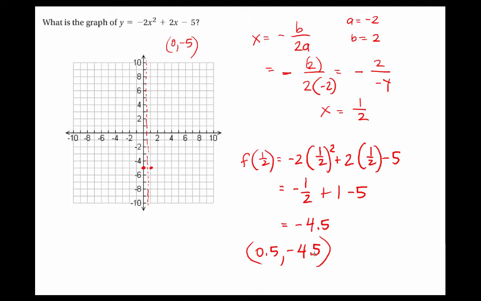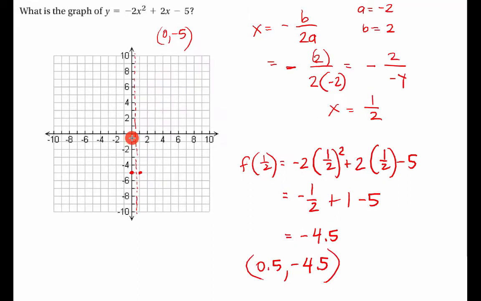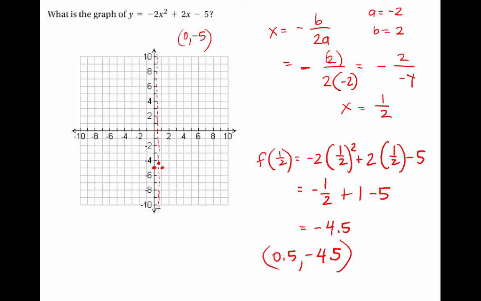And there's my vertex. So 1/2 on my axis of symmetry, go down to negative 4.5 on the y-axis. This is getting kind of tight here, but there's where my vertex is. Okay, so I can see where the U is. I can see where it tops out in this case, because we know it's opening downward.